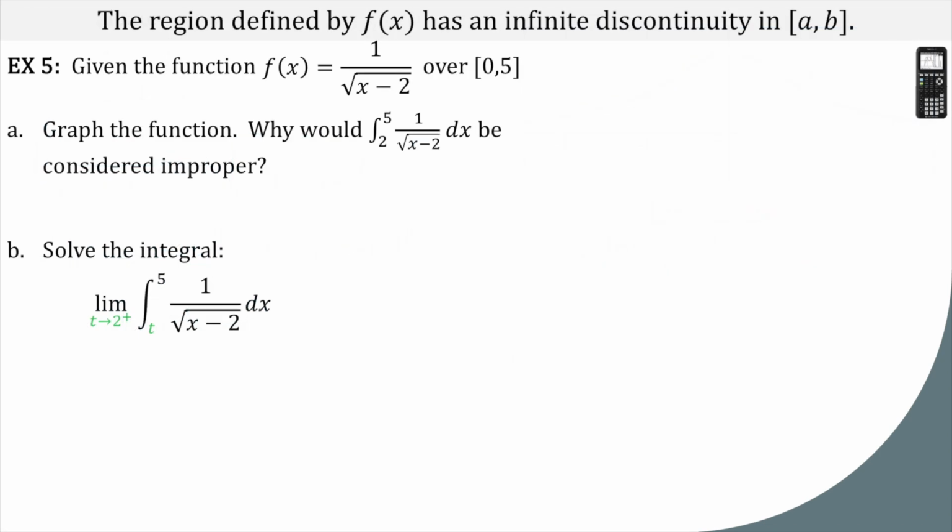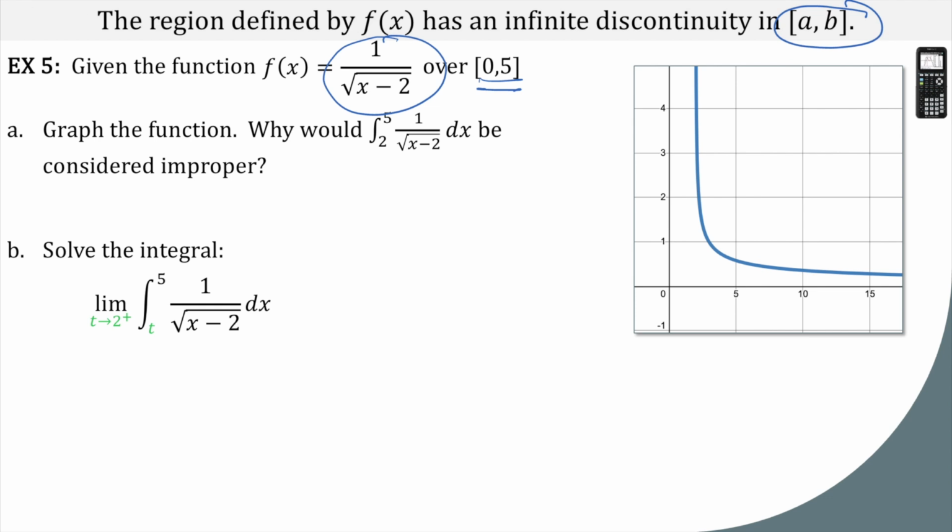So we've worked with functions that maybe go off into infinity on the left or the right. But what happens if we've got this interval from a to b and somewhere between a and b, we have a discontinuity? So we're going to work with this function here, 1 over the square root of x minus 2, between 0 and 5. So first of all, so we can see what we're dealing with here, let's graph it. And why would 1 over the square root of x minus 2 be considered improper? Well, it's because of this vertical asymptote here at 2.